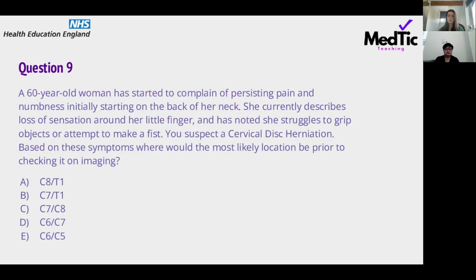Yeah, that was quite a long talk for MS, but on the second last question over here, a bit faster, a bit easier. A 60-year-old woman has started to complain of persisting pain and numbness, initially starting on the back of her neck. She currently describes a loss of sensation around her little finger and has noted that she struggles to grip objects or attempts to make a fist. You suspect a cervical disc herniation, but based on these symptoms, where would the most likely location be before you decide to peek into the imaging and find a radiologist report?